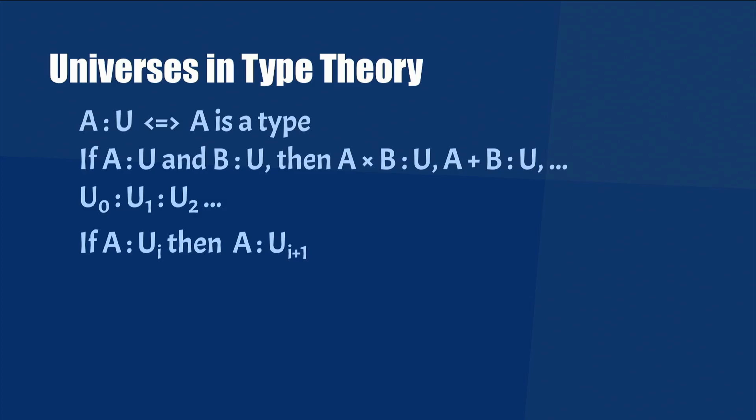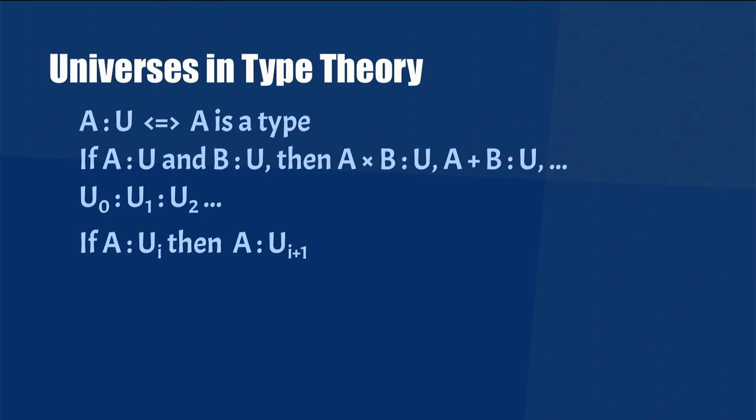And the other thing is that if A is a member of the universe, B is a member of the universe, then A times B should also be in the universe. A plus B also in the universe. A arrow B, the function type, should also be in the universe. So the idea is that the universe should be closed under most type constructors, maybe all the type constructors except the universe itself.